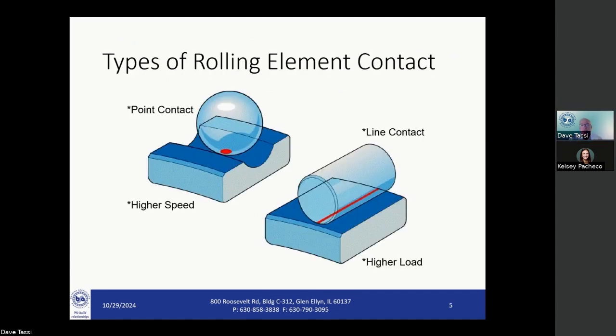Types of rolling element contact. Ball bearings have a point contact, which allows for higher speeds. Roller elements have a line contact, which allows for higher load, but lesser speeds.